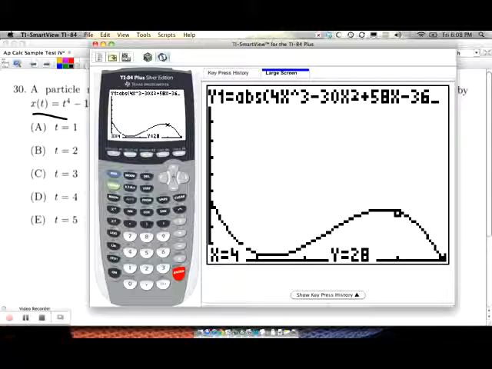And what's this way over here? If I were to type in 0, no, that's not one of my options, because if I type in 1, I'm down here, 2, I'm down here, 5, I'm down here. So it looks like the answer is 4.